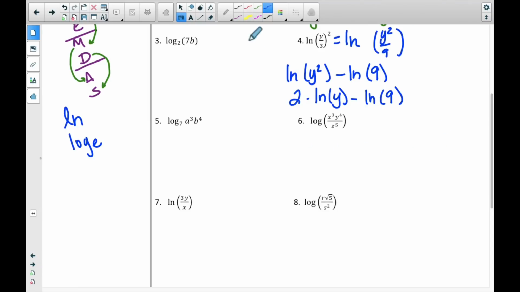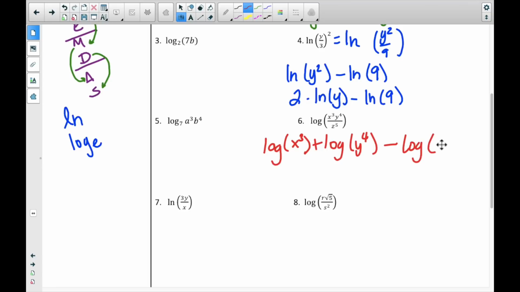Again, let's keep going. Maybe number 6. We need to break this up. It's obviously a subtraction problem, but it's also a multiplication problem, right? So let's see what we're going to do. There's going to be 3 parts. Since there are 3 different letters, there's going to be 3 different logs. So I'm going to have the log of x to the 3rd plus the log of y to the 4th minus the log of z to the 5th. So these are being multiplied, so it's plus. This is being divided, so it's minus. They each have an exponent, so the exponent needs to come out front.